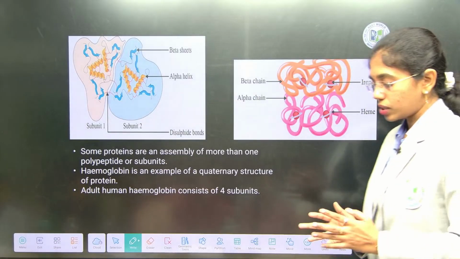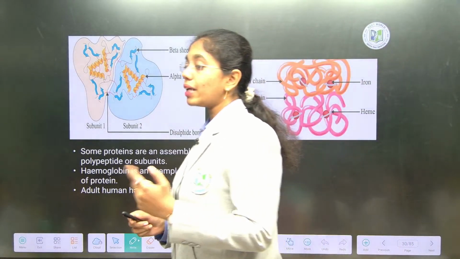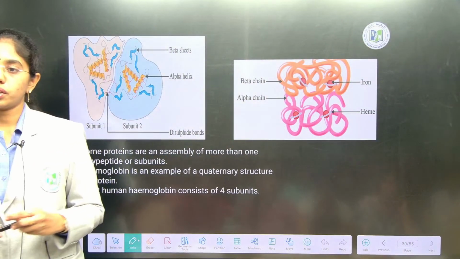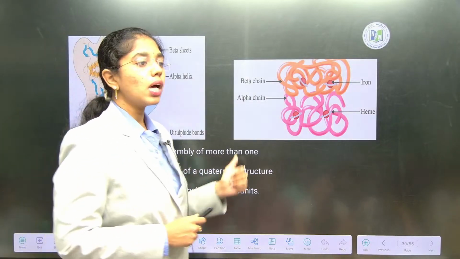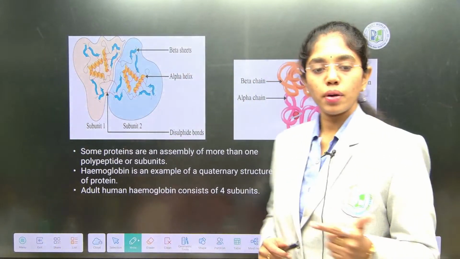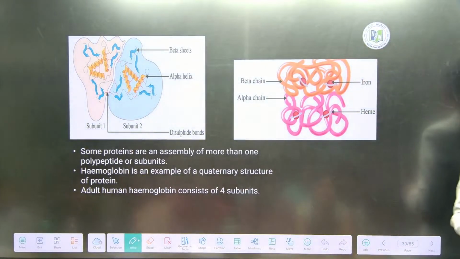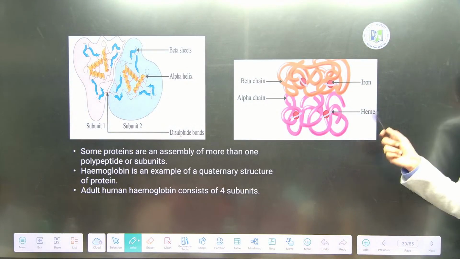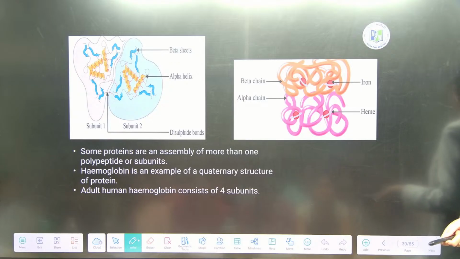One more question. What are the bonds involved in the formation of tertiary structure? Dipole-dipole interactions, ion interactions, hydrophobic interactions. These are the bonds which are involved in tertiary structure. You are clear with the class?